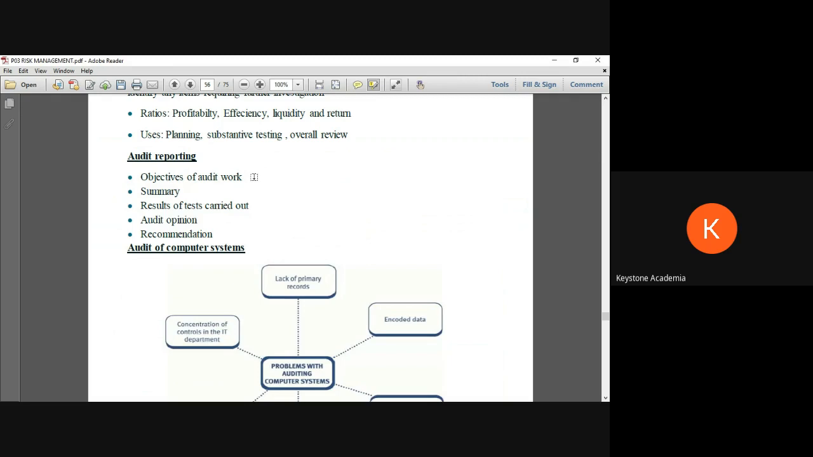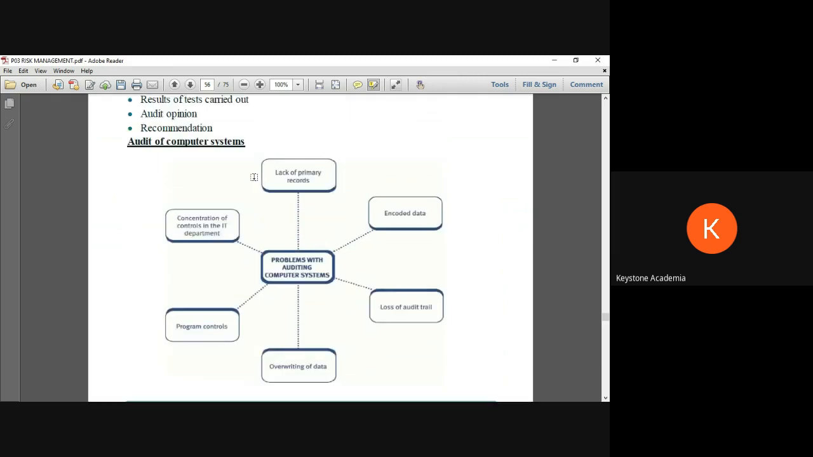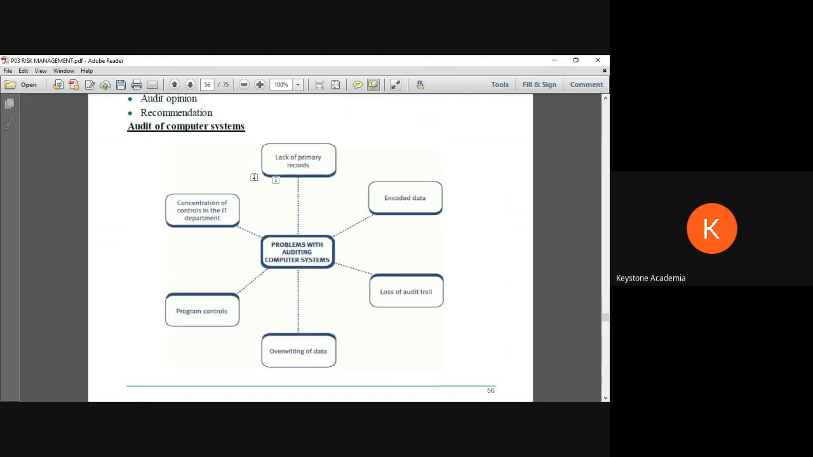Now the last section is about the audit of computer systems. Again, it has some advantages and disadvantages. Disadvantages or problems can be lack of primary records, encoded data. It's very difficult to understand. We have to decode it. Loss of audit trail can happen if there is any virus or if things got deleted.